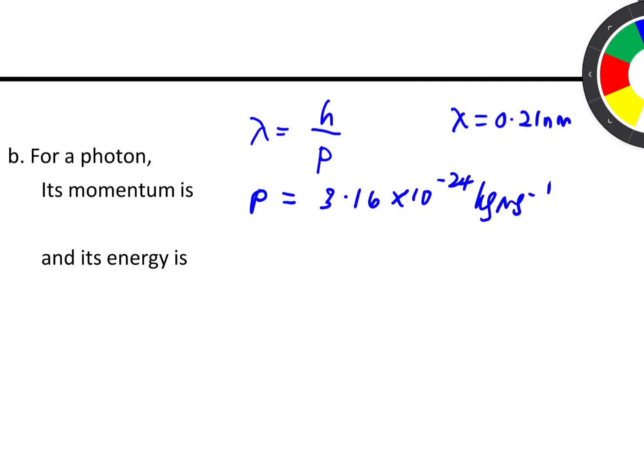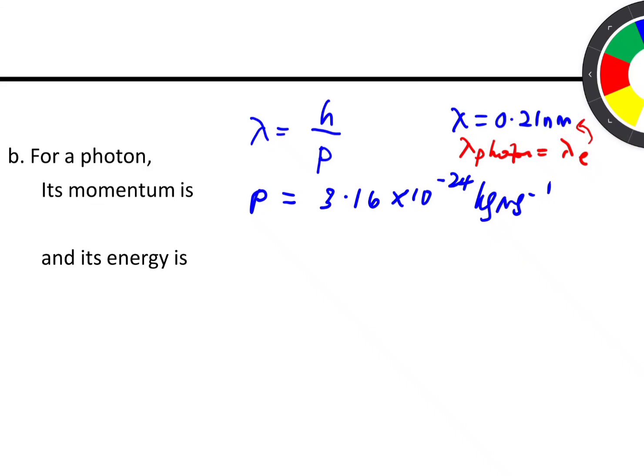Okay, untuk foton ni dia dah bagi tadi lambda, dia kata lambda untuk foton is equal to lambda untuk elektron. Dia bagi berapa? Dia bagi 0.21 nanometer. So, substitute the value. H Planck constant dah ada 6.63 power of negative 34. Lambda pun dah ada. So, you get the answer is 3.16 power of negative 24 kg meter per second.